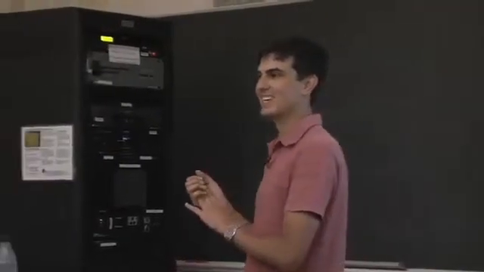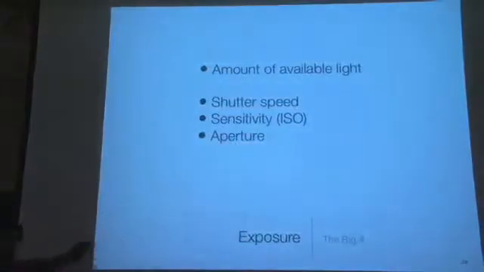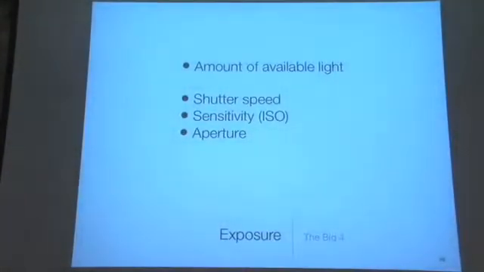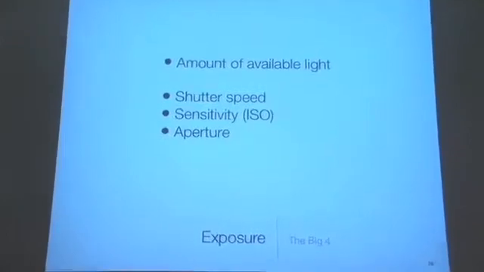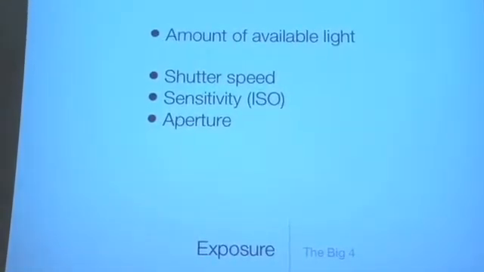What was that? Temperature of light. So not even the temperature of light, but just the amount of available light, because it's the amount of available light that you have that really dictates how the rest of this is going to go down. So if you don't have a lot of light available to you, then you're going to have to perhaps alter each of these settings in a different way than you would if you had tons and tons and tons of light.